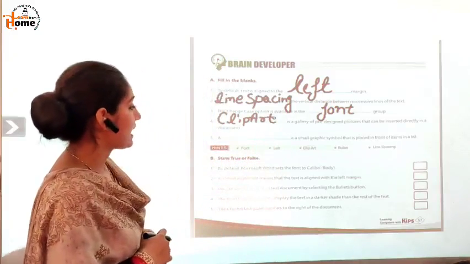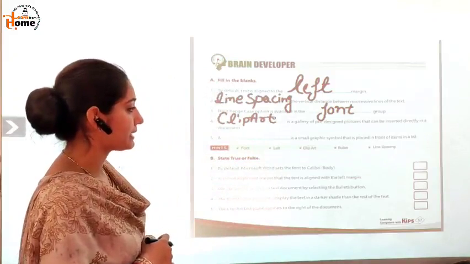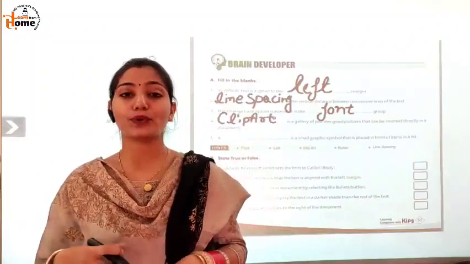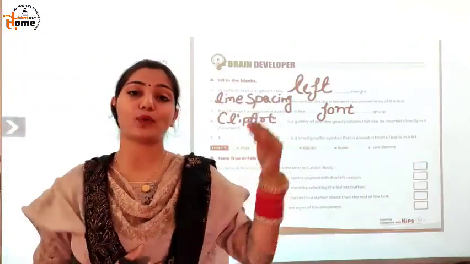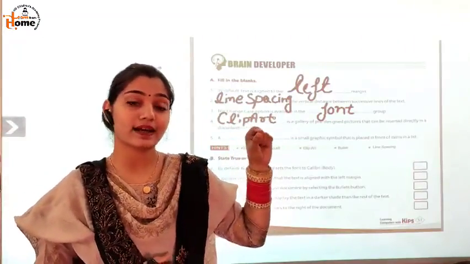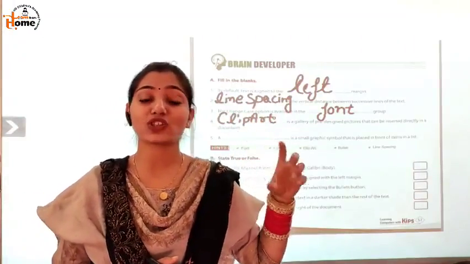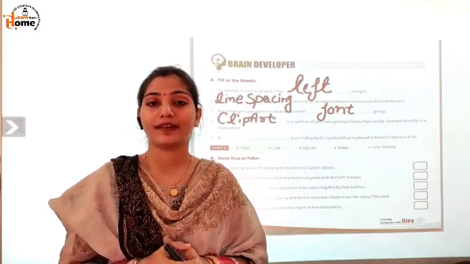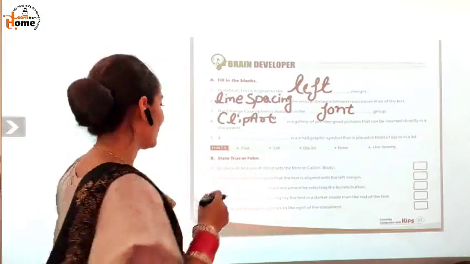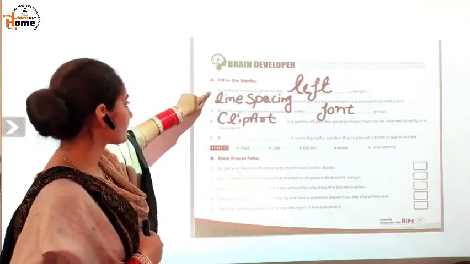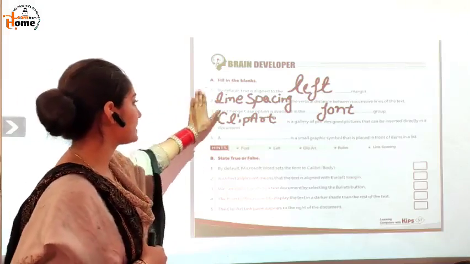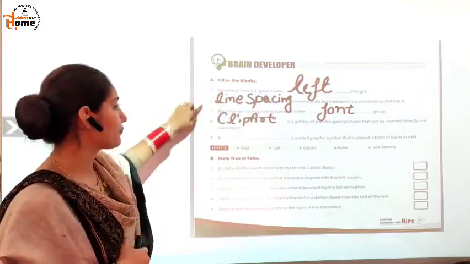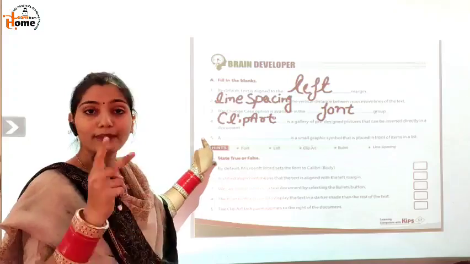Next is, a dash is a small graphic symbol that is placed in front of items in a list. If you want to write points in a list, then what is the graphic symbol in front of each list item known as? It is called bullet. Very good. Here it is written now 1, 2, 3, 4, 5. These are the items of the list, right? And what are these 1, 2, 3, 4, 5? These are bullets.